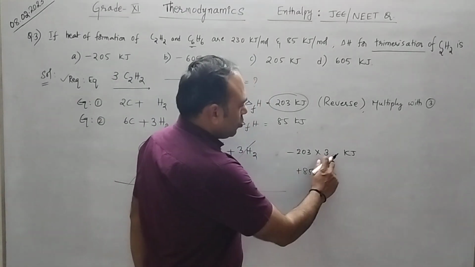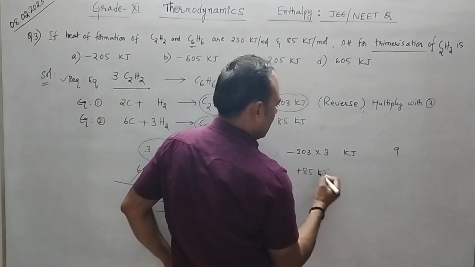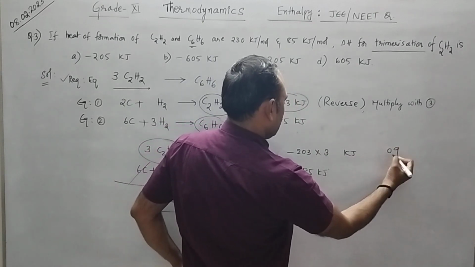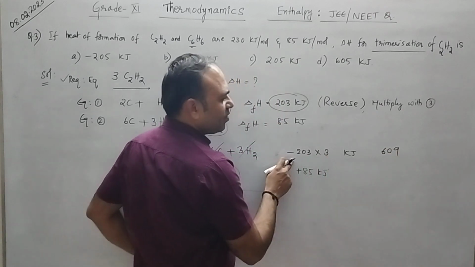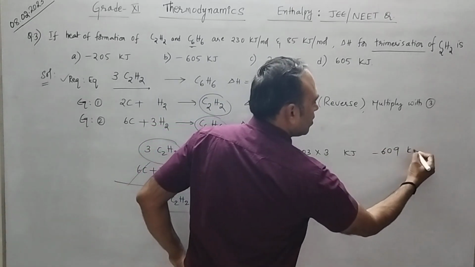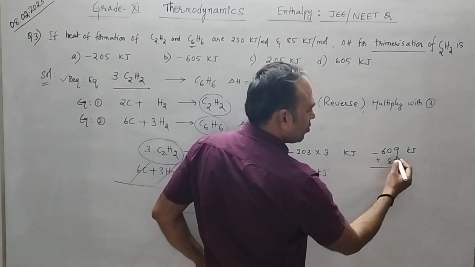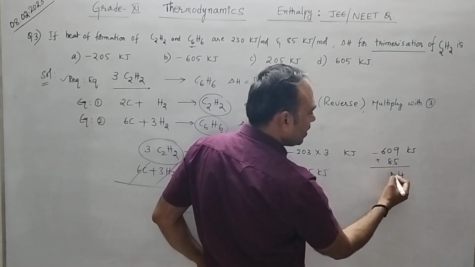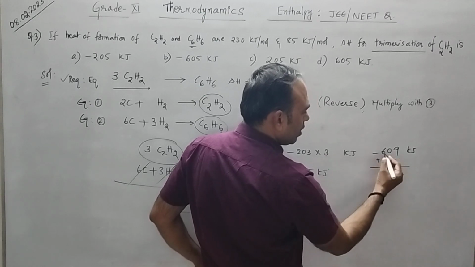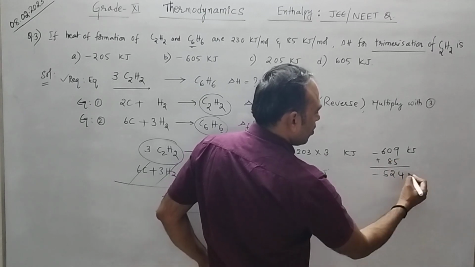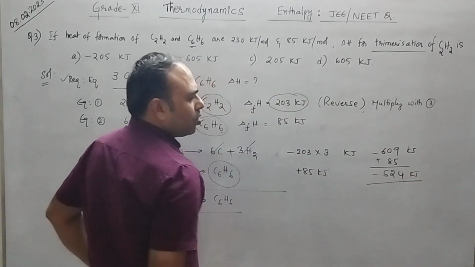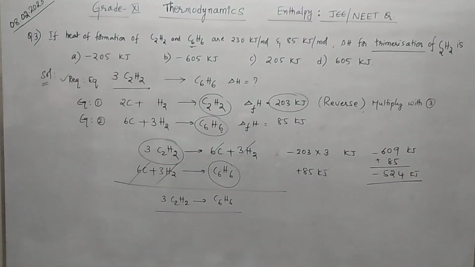First minus 203 into 3, what do you get? 609. So we have 609 minus 609 and this is 85. So let us take plus 85. So 4. So this will be 2 and 5. So we have minus 524. So 3, 2, 609, 85, 4.